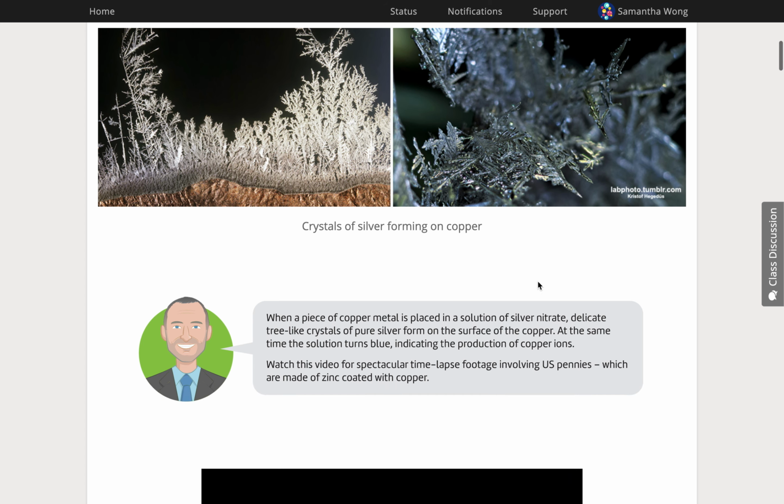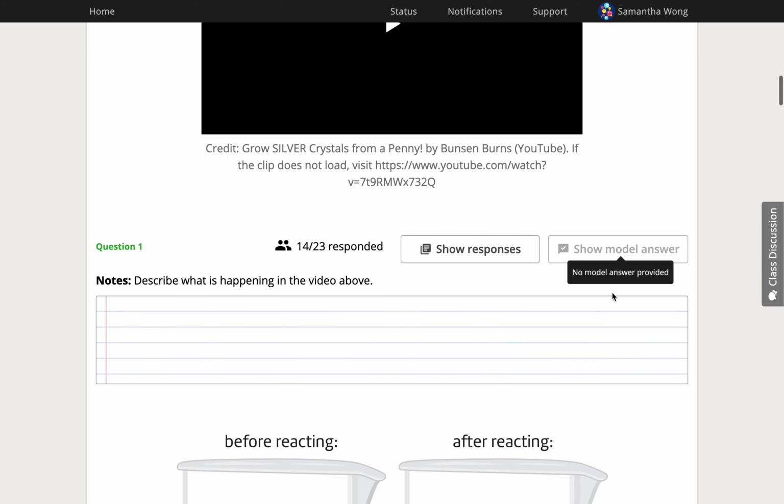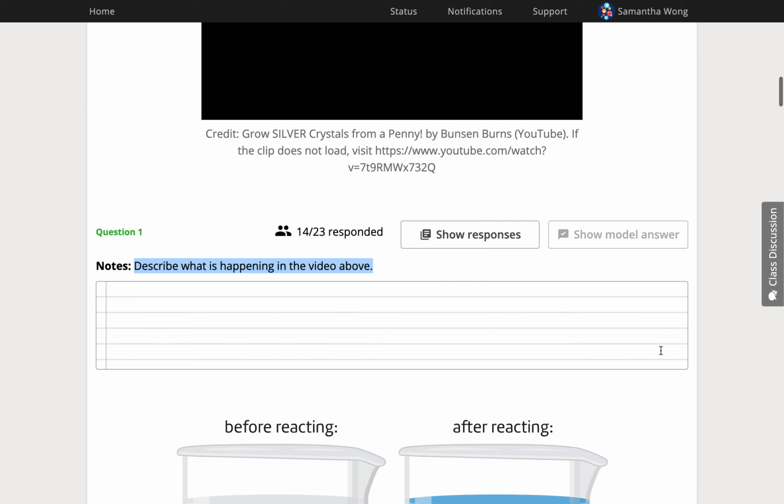Now down below, there is a time lapse of US currency, so pennies in particular, which are zinc coated with copper. I'm not going to play the video for you. You can pause this recording, jump over to your worksheet and play it through there. After watching that, there is a space for you to describe what is happening in this video. So if you've watched the video, you definitely have something to write here.